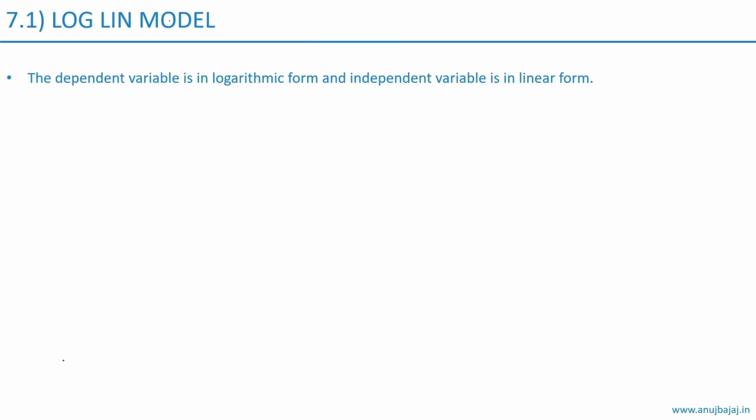So in the log-lin model, the dependent variable is in logarithmic form and the independent variable is in its original form, or what we call the linear form. This is the simple linear regression model, where we establish a linear relationship between the logarithmic value of the dependent variable and the linear value of the independent variable.